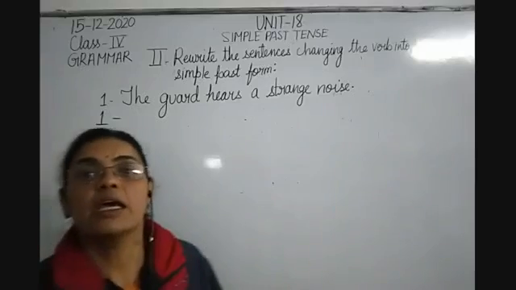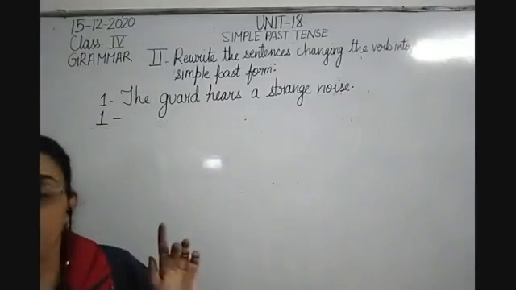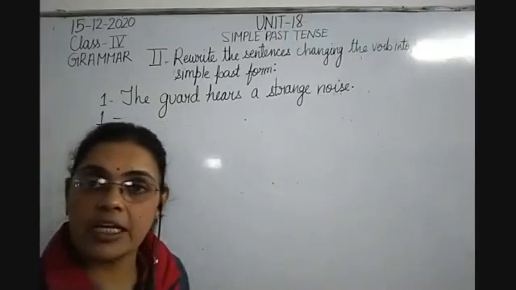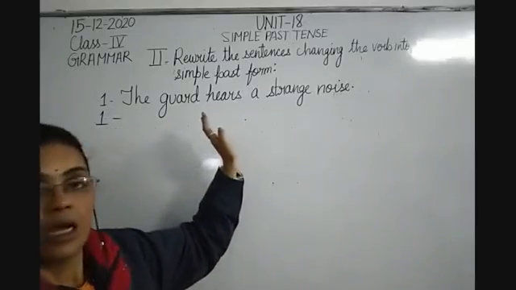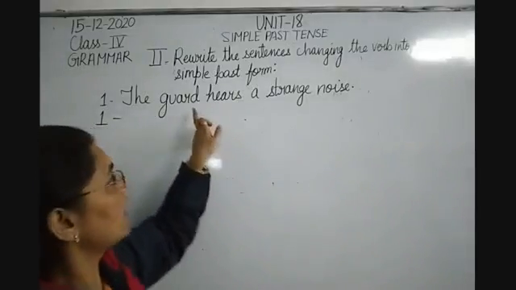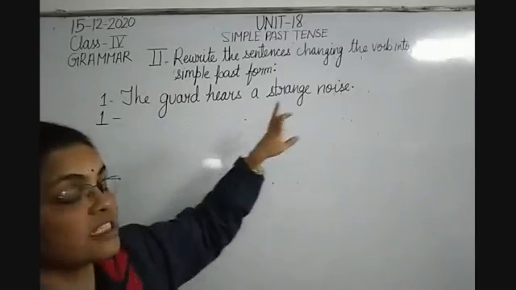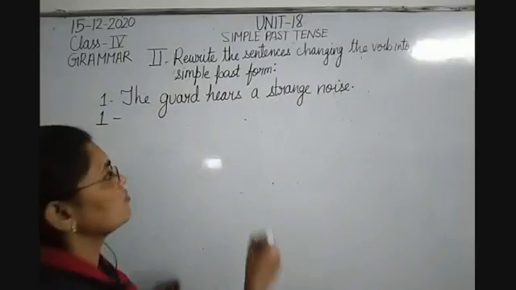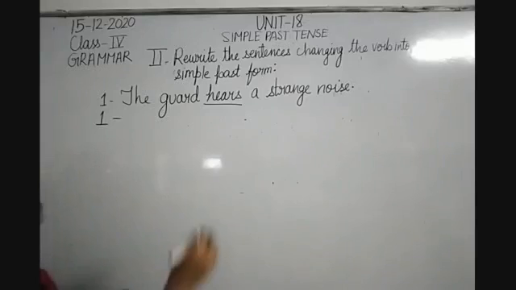तो सबसे पहले हमें क्या करना है बेटा? वी नीड टू आइडेंटिफाई दी वर्ब. वर्ब आइडेंटिफाई करेंगे, अंडरलाइन करेंगे. सो इट विल रिमाइंड अस कि हमको वर्ब को रूट फॉर्म से पास्ट फॉर्म में करना है. यहाँ पे जो वर्ब है, द गार्ड हियर्स अ स्ट्रेंज नॉइज. द वर्ब इज हियर्स. सो अंडरलाइन द वर्ब हियर्स.